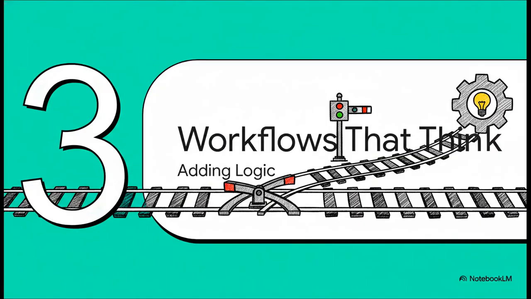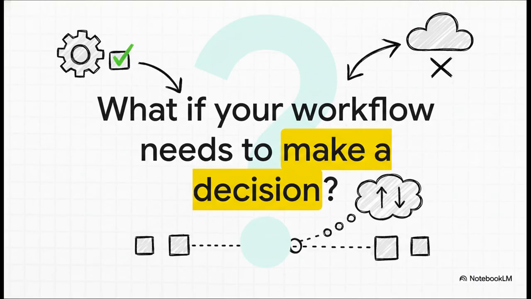All right, so we've got our basic train running on its track. Now let's start adding some junctions and signals. Let's make this workflow actually think for itself. Yeah, this is where things start to get really powerful. What if you don't want your workflow to do the exact same thing every single time? What if you need it to react differently depending on the information it's getting?